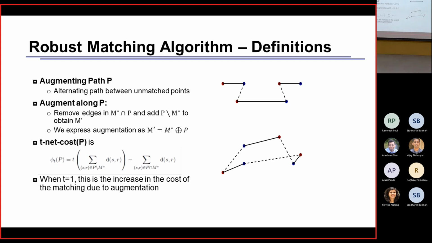In the context when T is 1, you can see this as simply the increase in the cost of matching due to augmentation, because these are precisely the edges that are entering the matching, and these are precisely the edges that are exiting the matching. So if T is 1, this is the increase in the cost of the matching due to augmentation.